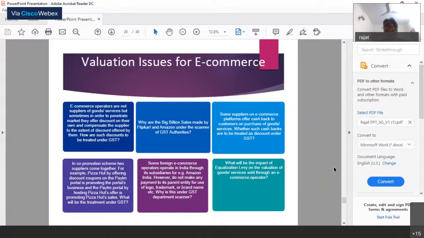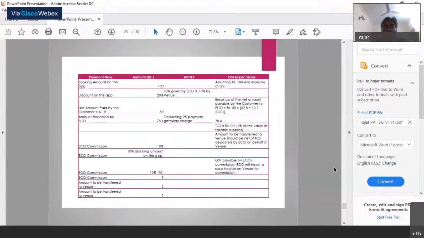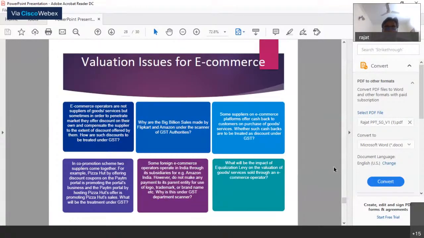Say for example, Cloudtail is one of the biggest platforms that supply certain goods on Amazon. If the supply of Cloudtail is worth rupees 100, but they're actually charging only 80 rupees, because 20 rupees is the discount offered by the e-commerce operator like Amazon to Cloudtail, in that case, even though the customer has only paid you 80 rupees, you are required to discharge GST on 100 rupees. Now, there are certain issues with respect to valuation, some of which I've already discussed.